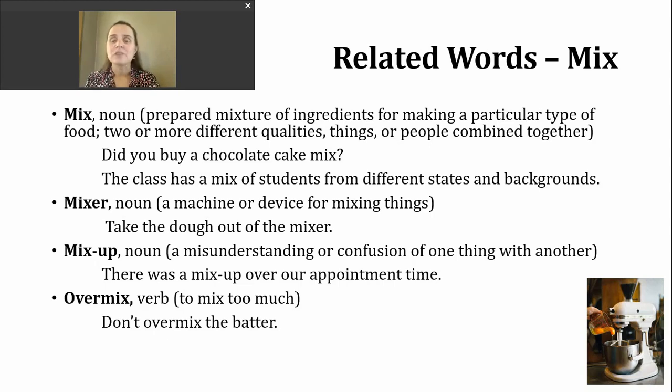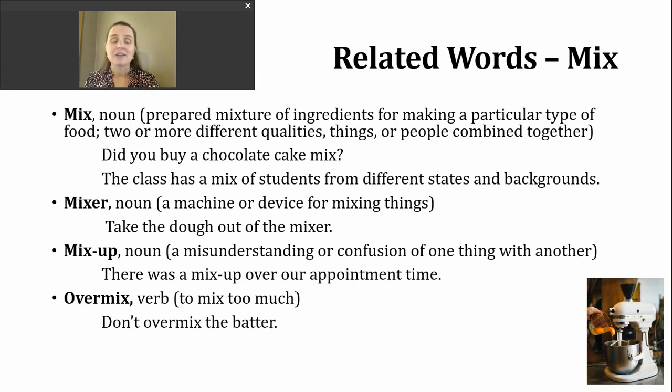Another noun related to our verb is mixer, and that's a machine or device that is used for that purpose of combining or mixing things. I've included a picture at the bottom of your screen in case you're not certain of what this might look like. And I have an example sentence as well. Take the dough out of the mixer.